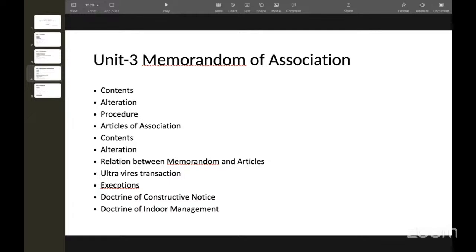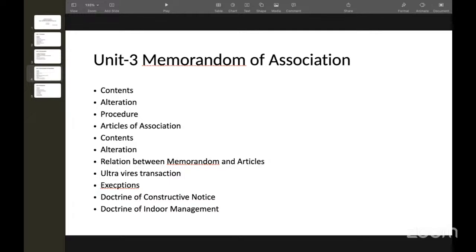Second is registered office clause. This clause mentions the state or jurisdiction where the company's registered office is located. The address is critical for legal correspondence and determines the legal jurisdiction for disputes. For example, if a company is registered in Delhi, it falls under the jurisdiction of Delhi courts.